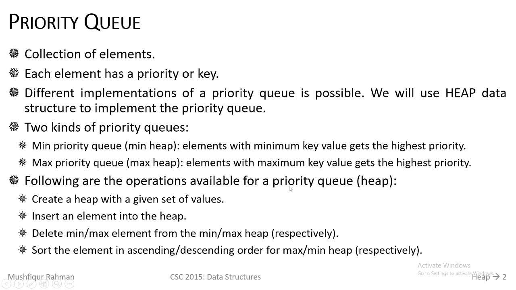Following are the operations available for a priority queue. First of all, you have to create a heap: create a heap with a given set of values. What is a heap? Okay, we will discuss it in the next slide. Then insert an element into the heap. Delete the min or max element from a min or max heap respectively. And sort the elements in ascending or descending order for a max and min heap.